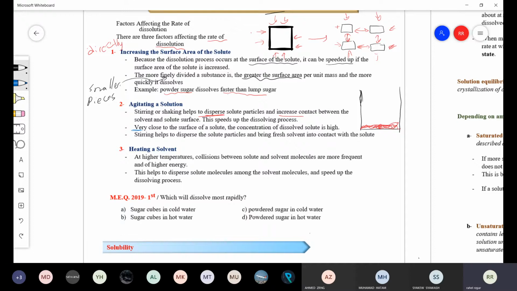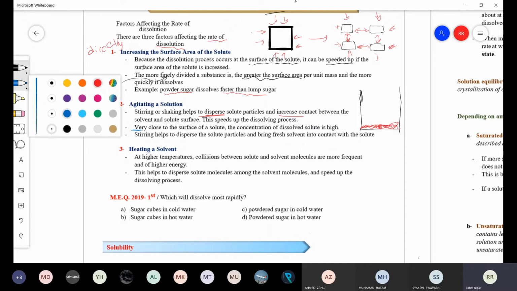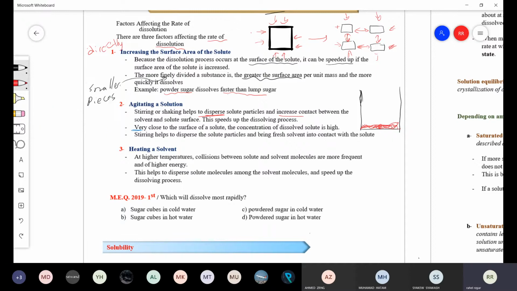Very close to the surface of a solute, the concentration of dissolved solute is high. What does this mean? It means that here, let me draw some more sugar here, solid sugar.